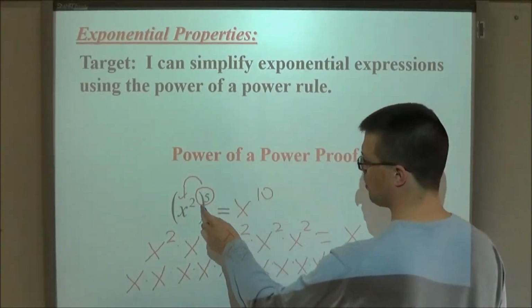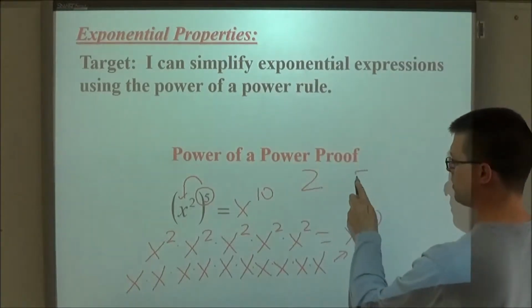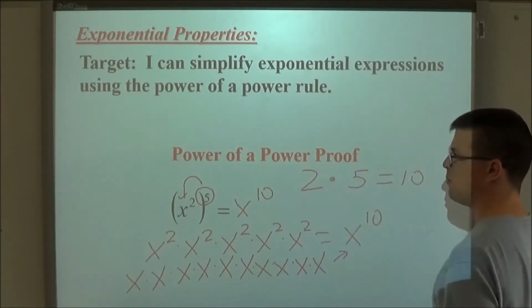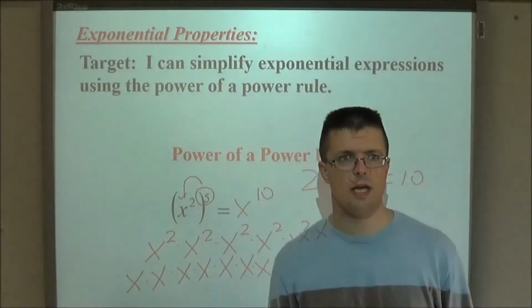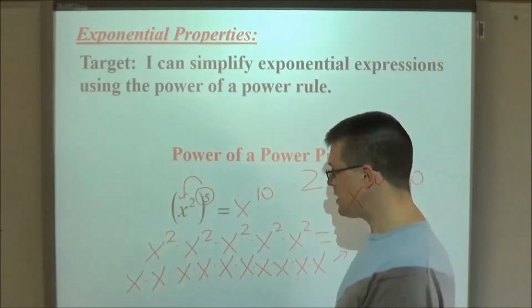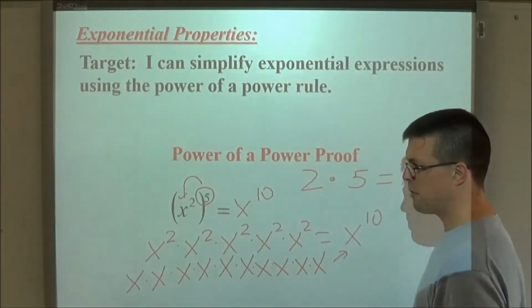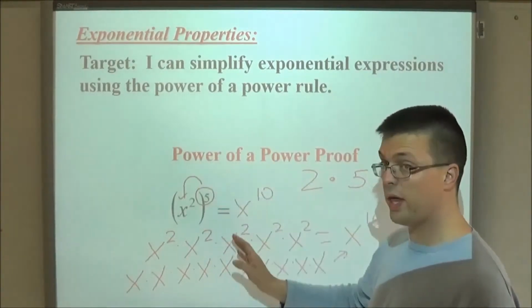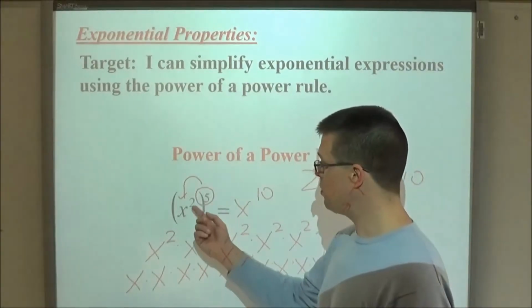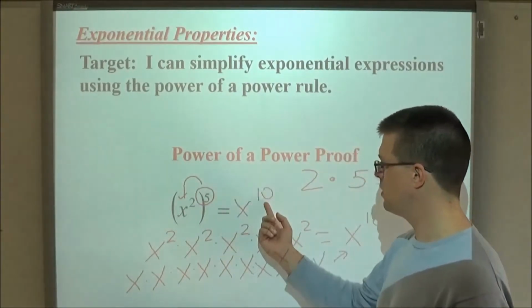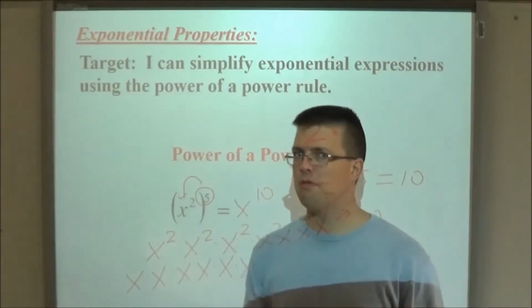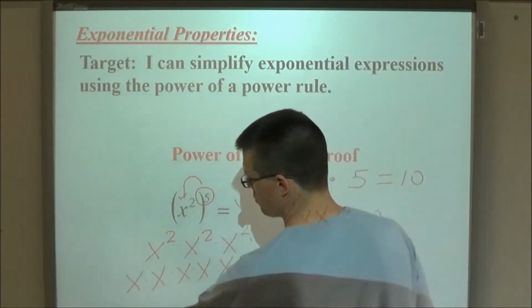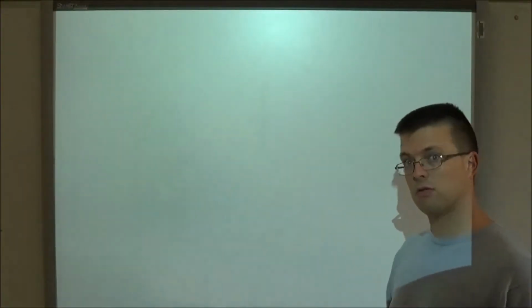Now, if you really look at this, what can we do for 2 and 5 that will give us 10? And a lot of you have already said multiplication. You've already thought it probably as soon as that x to the 10th power came up. Well, that's essentially the rule for the power of a power rule. If something's being raised to a power and that whole thing is being raised to another power, you can multiply your two exponents together and keep the base, and you'll have the simplified version of that base and exponent. So let's take a look at this real quick and see what the power of a power rule really states.